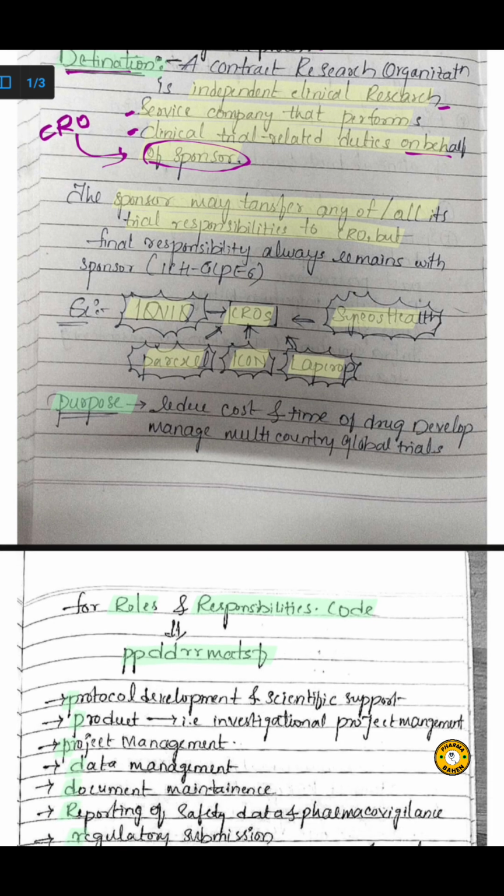What is the definition? A contract research organization is an independent clinical research service company that performs clinical trials on behalf of the sponsor. This is the work done by the CRO on behalf of the sponsor. The sponsor may transfer all or some of its work to the CRO. The sponsor gives work to the CROs, but the final responsibility remains with the sponsor. The sponsor is wholly responsible for the work, but the CRO is like a part-time employee which helps in drug development along with the sponsor.